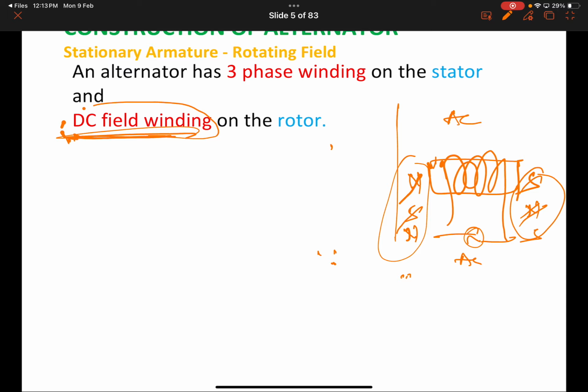DC supply. Write the conclusion here: always the field winding is excited with DC supply. The field winding is always connected with DC supply, which is able to generate fixed polarity.